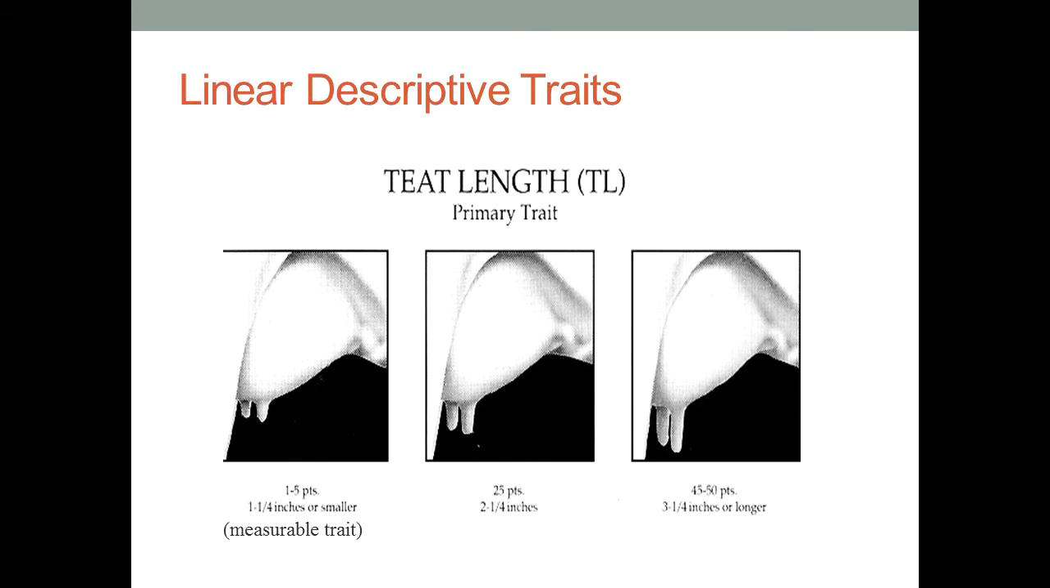Now, teat length is a two-way trait, so the optimal is the intermediate. Teat length is a measurable trait in that there is a specific measurement associated with specific scores. So long teats score 45 to 50 points, and they are 3.25 inches or longer. Very short teats are 1.25 inches or smaller. In a production setting, in a commercial setting, in all settings, we prefer the intermediate size teats. Ideal teat length for Holsteins is 2.25 inches.